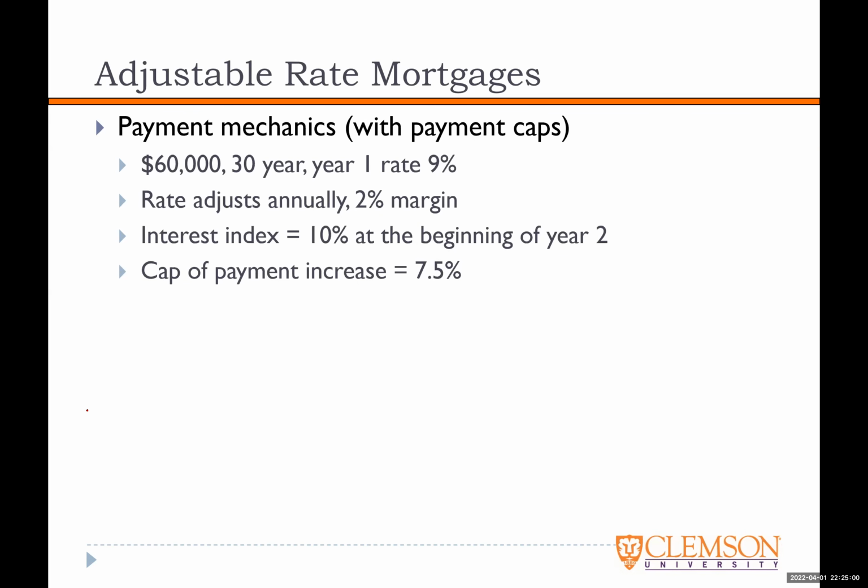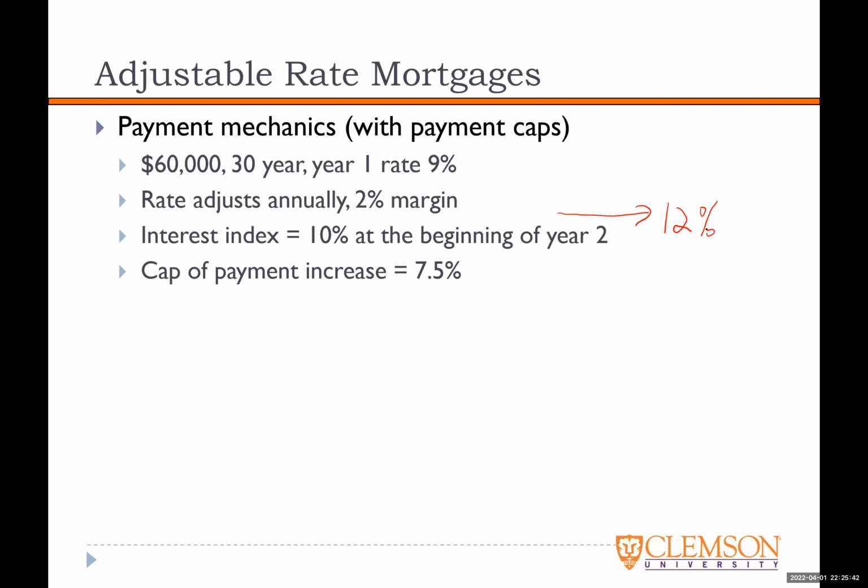Okay, next, let's look at a more complicated calculation with payment caps. We have the same loan for $60,000, 30 years, and the interest rate in year 1 is 9%. And the interest rate would change every year, and the margin is 2%. This margin is being added to the index. So we know that the year 2's index is 10%. So we know that the interest rate we pay in year 2 should be margin plus index, which is 12%.